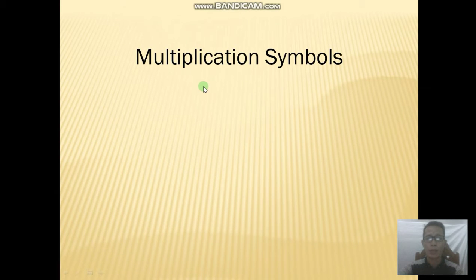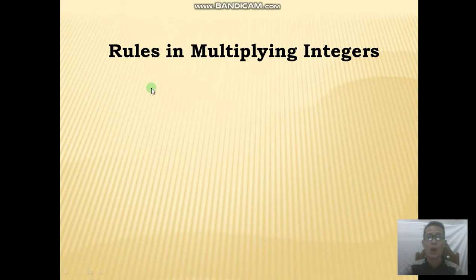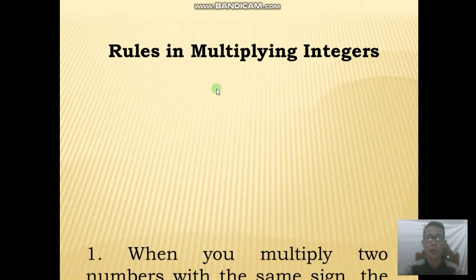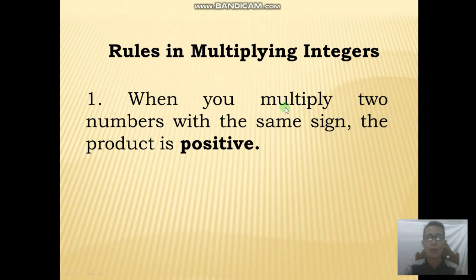These are the multiplication symbols that we are going to use. We have three symbols here: the dot, parenthesis, and the letter X. Now, what are the rules in multiplying integers? Number 1, when you multiply two numbers with the same sign, pag sinabi natin the same, parehas yung sign, the product is positive.